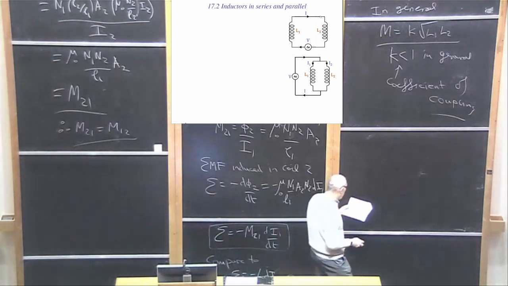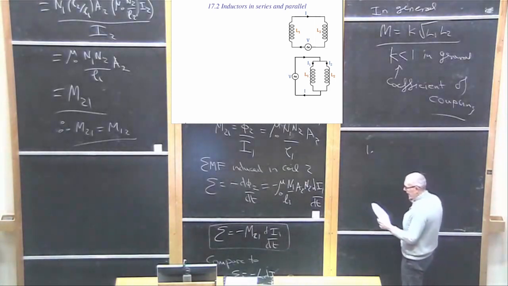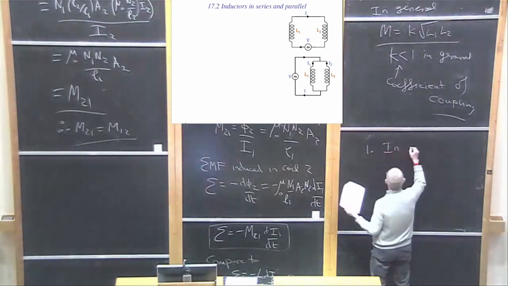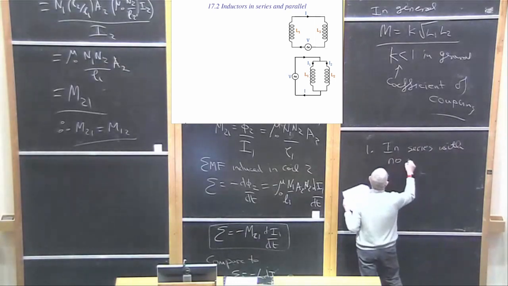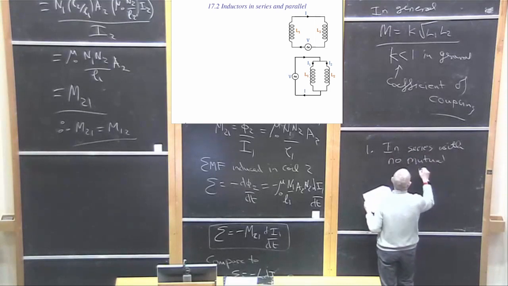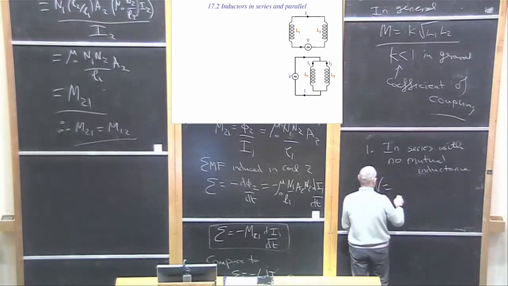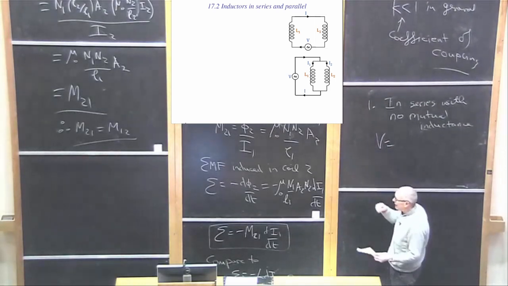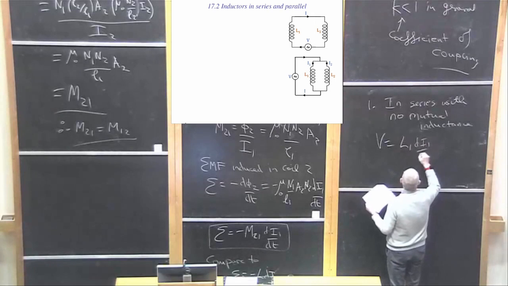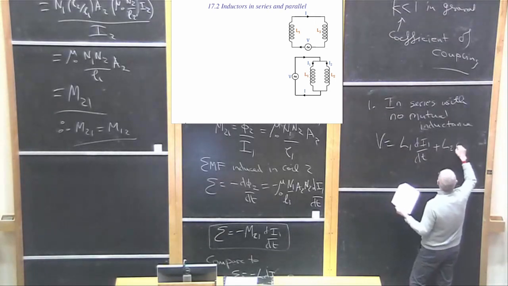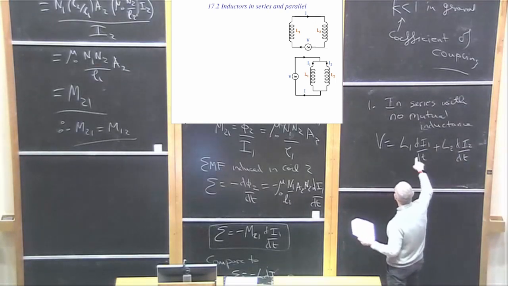And so what happens if you stick them in circuits? Like if you have two of them in series. So the first instance is in series with no mutual inductance. I suspect you've done this before. The V that is feeding the circuit, the voltage generator, is just L1 di1 by dt plus L2 di2 by dt. Right, so these are producing a back EMF.